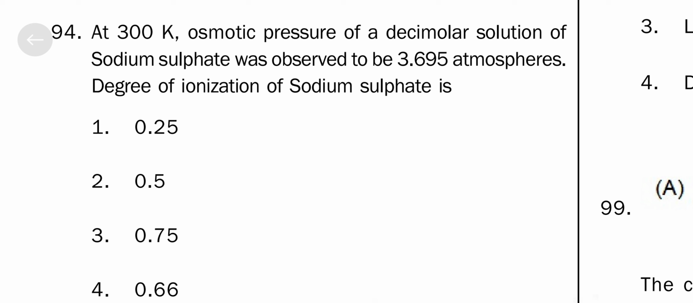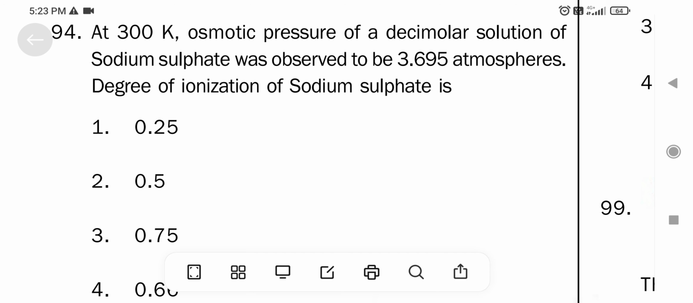At 300 Kelvin, the osmotic pressure of a decimolar solution of sodium sulfate was observed to be 3.695 atmospheres. The degree of ionization of sodium sulfate is? It's again a simple question. It's about pi. Pi is equal to iCRT. R value I will give you. The temperature is 300. Decimolar, 3.695. Just remember 3.695.